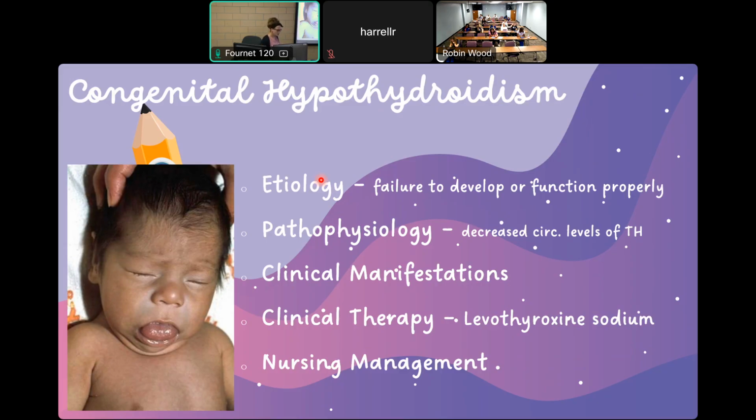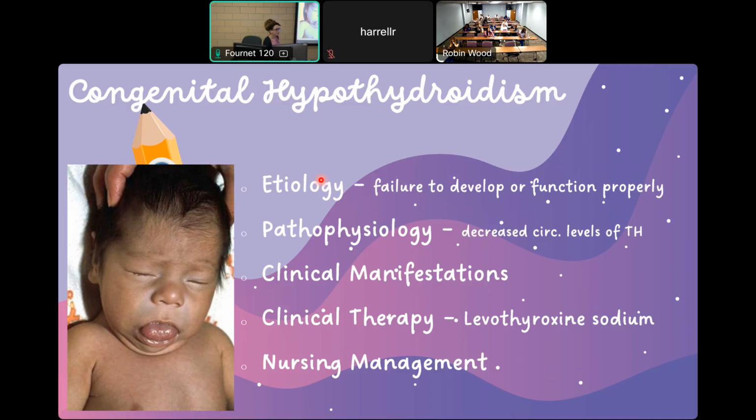Okay, so our etiology here is we either have the thyroid gland either fails to develop or it's just not functioning properly, and so therefore we have decreased circulatory levels of thyroid hormone. This is the most common thyroid disorder in newborns and children. And it's a really big safety thing because it's the most common preventable cause of mental retardation in children.